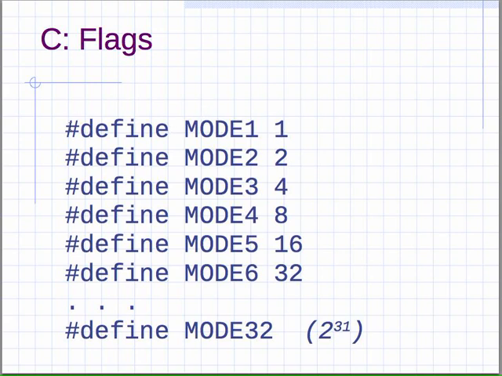Usually what we do is we can pound define various variables. So remember that the pound define, all it does is says wherever you see a mode 1 in a C program, replace it with this thing. In this case, it's just 1. So you can have pound defines for every bit of your 32-bit int. Let's say you're using 32 bits.